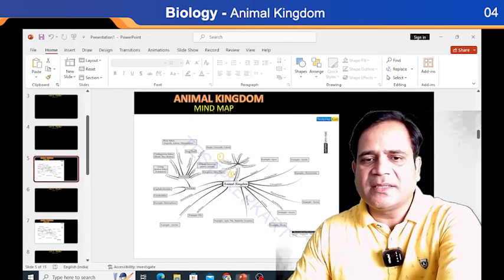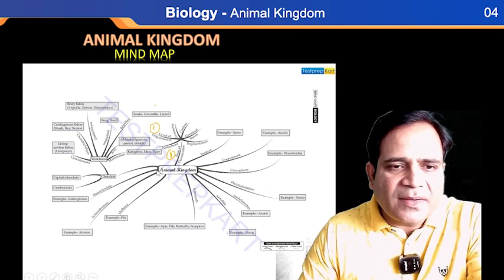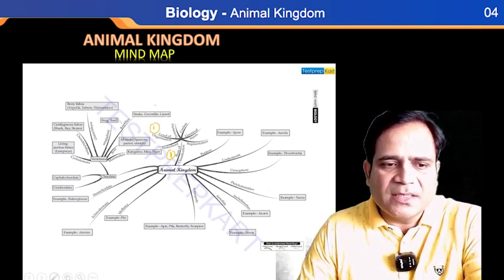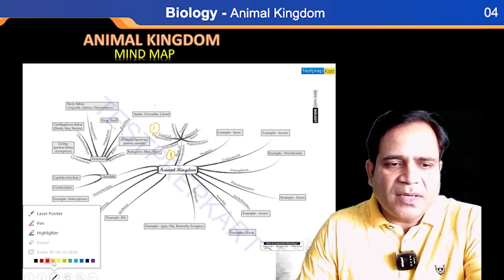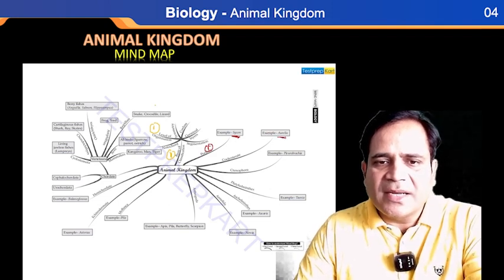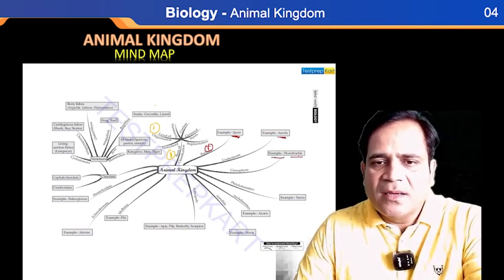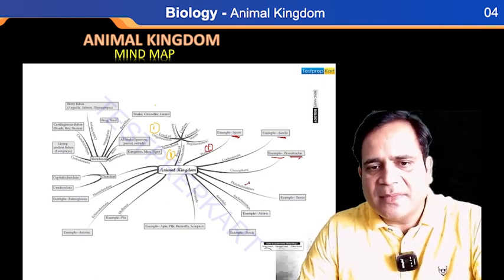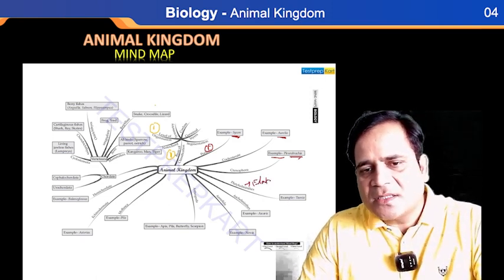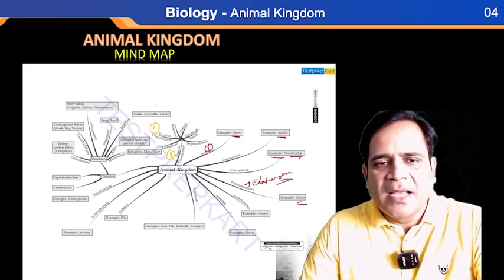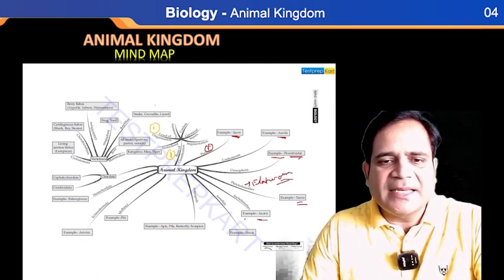So all these things are given in your mind map whenever I am talking about Porifera. Example Sycon is here, Coelenterata, Aurelia is here, Ctenophora, Pleurobrachia, Platyhelminthes, they are flatworms. Platyhelminthes means flatworms, my dear. Example, Taenia. Aschelminthes, that is Ascaris.